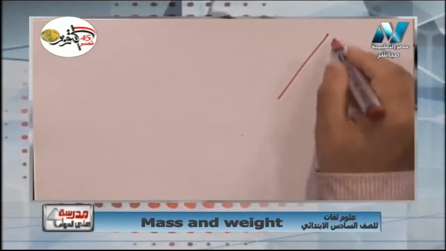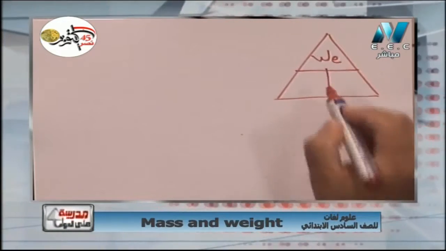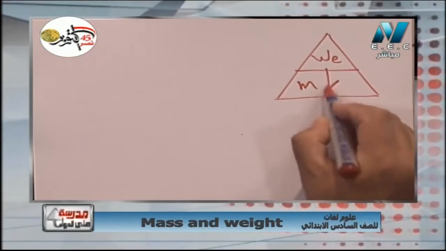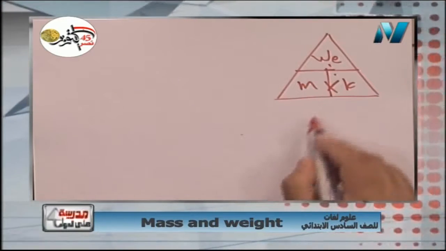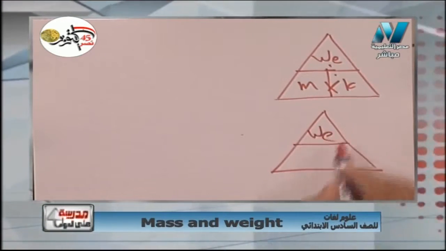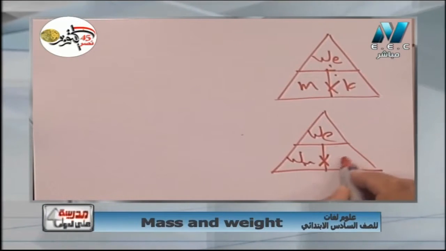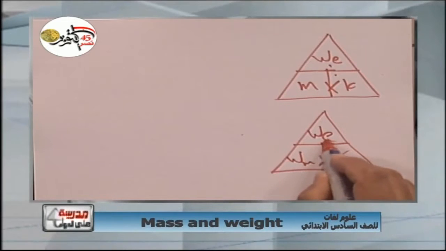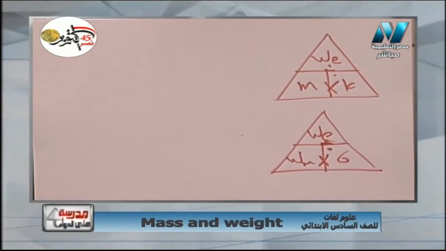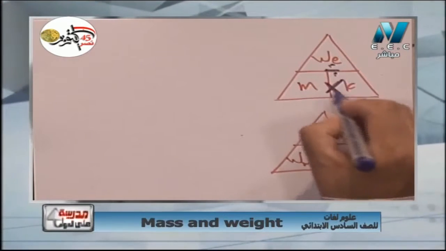I must write our two triangles. Number 1: weight on the earth, with mass by 10 at the bottom, and the divide sign. The second magic triangle: weight on the earth again, and weight on the moon at the bottom by 6, with the divide sign. I will write the divide sign in blue to be distinguished.